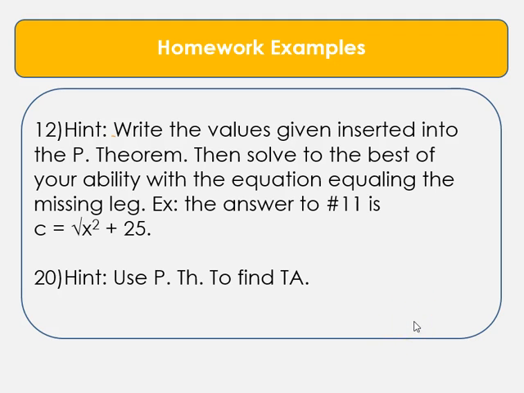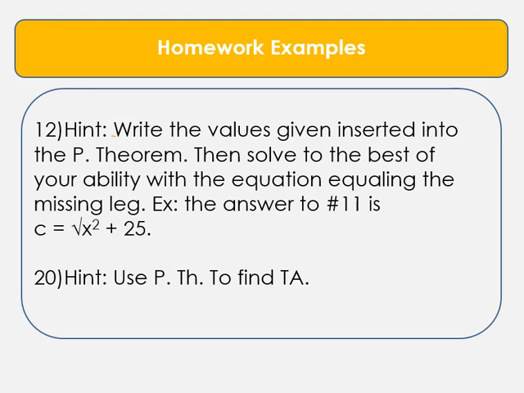For number 12, a hint: write the values that are given inserted into the Pythagorean theorem. So write out the theorem here, a squared plus b squared equals c squared. Then they give you some numbers for number 12, put them in there, and then solve to the best of your ability. These problems will not solve down to whole numbers. So you want the equation to equal the missing leg. An example would be, in your book you can look at number 11, its answer is c equals the square root of x squared plus 25.